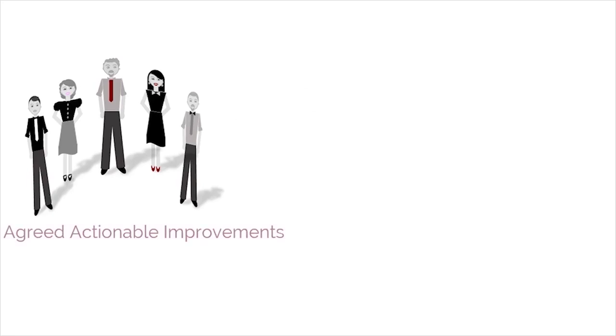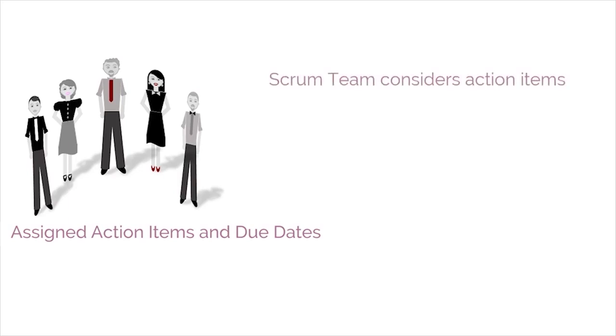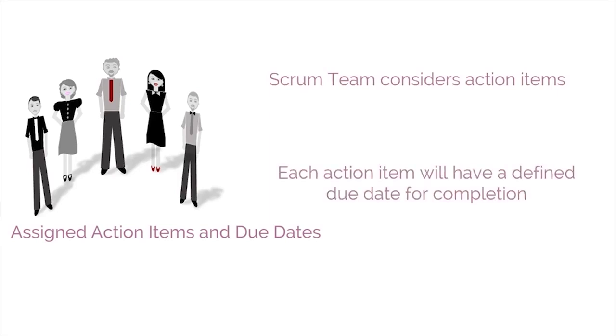Agreed actionable improvements are the primary output of the Retrospect release. They are a list of actionable items that the team has come up with to address problems and improve processes in order to enhance their performance in future sprints. In the case of assigned action items and due dates, once the agreed actionable improvements have been elaborated and refined, action items to implement the improvements may be considered by the Scrum team. Each action item will have a defined due date for completion. With this, the release phase is completed.